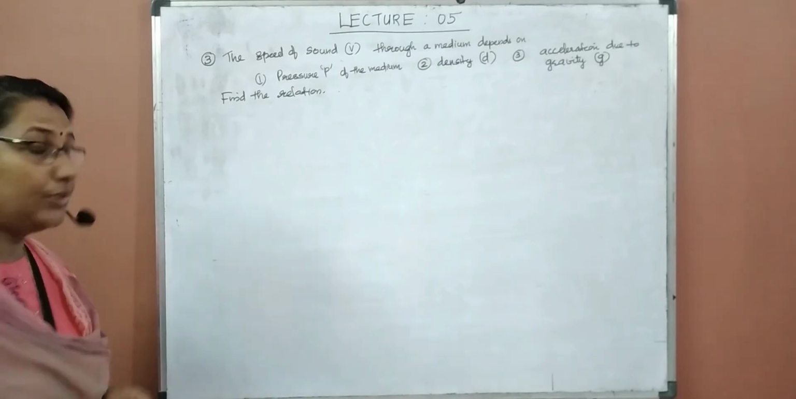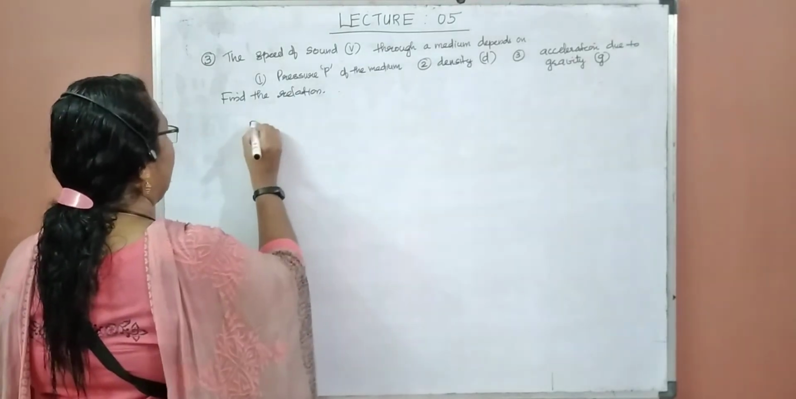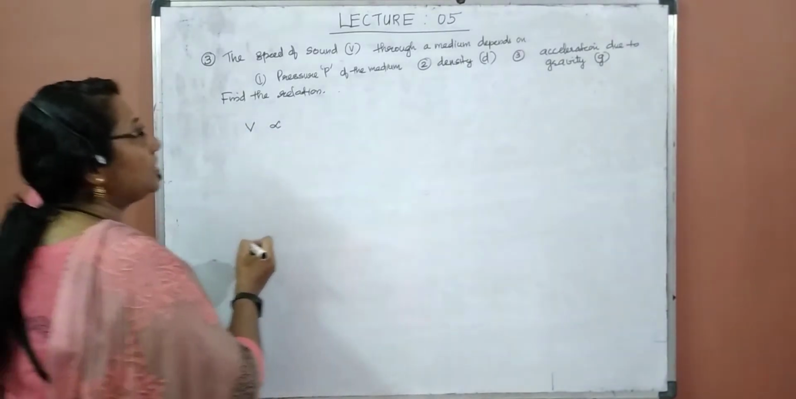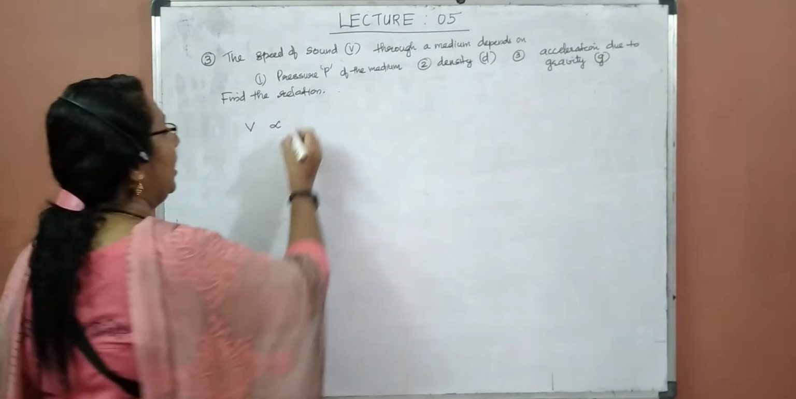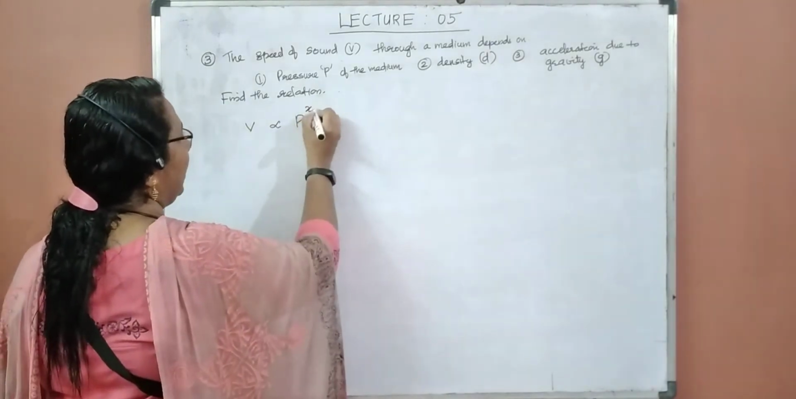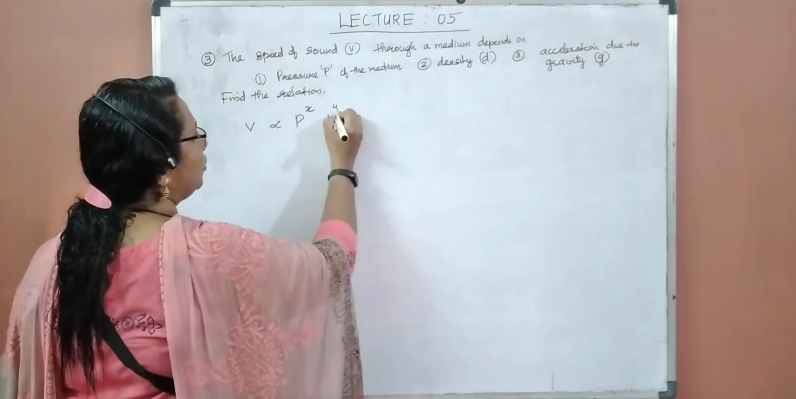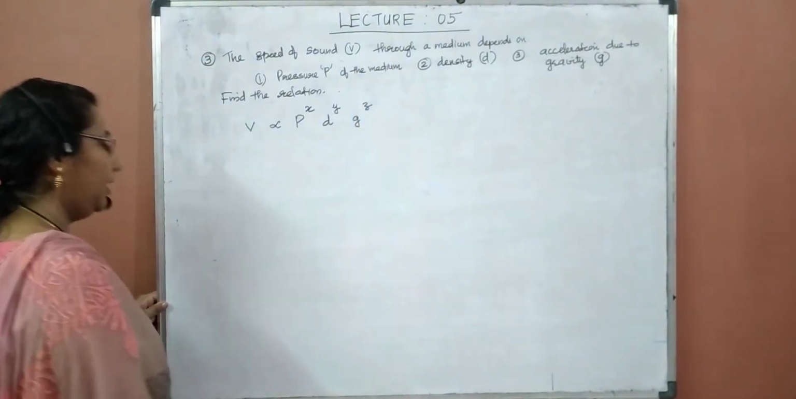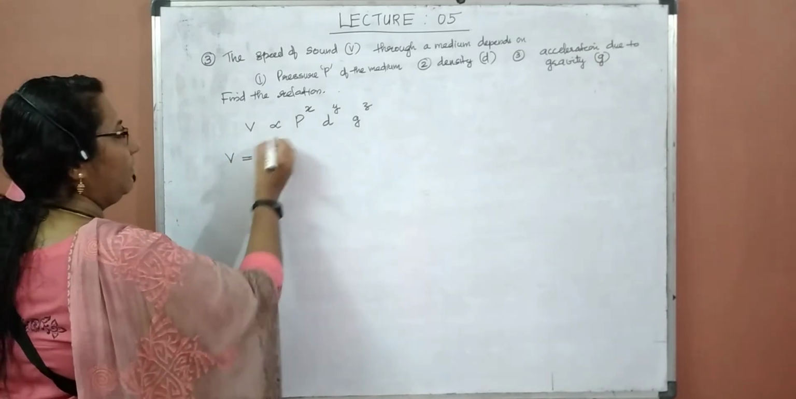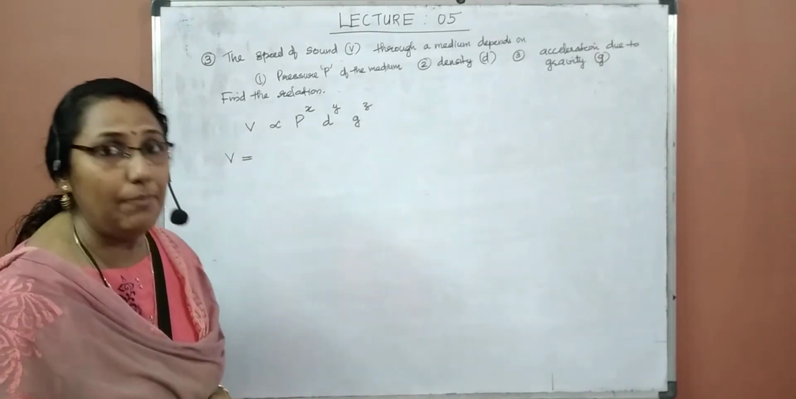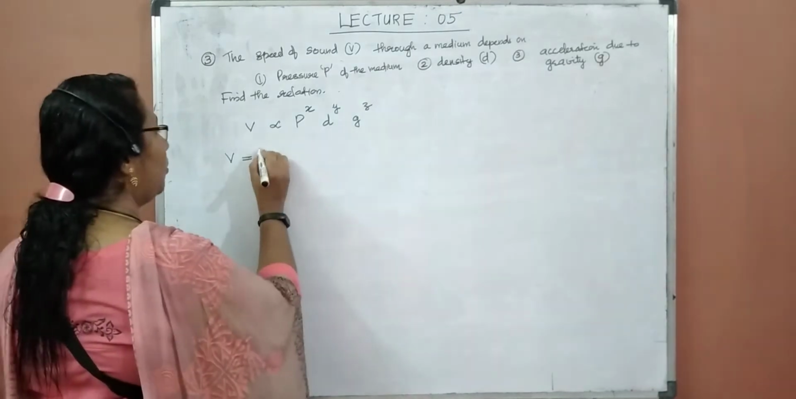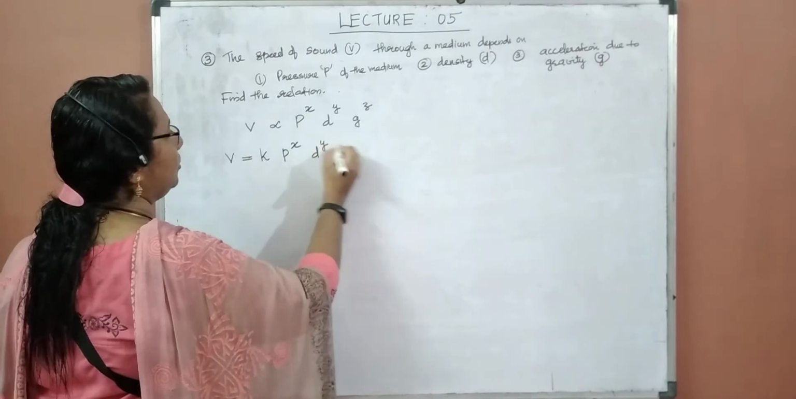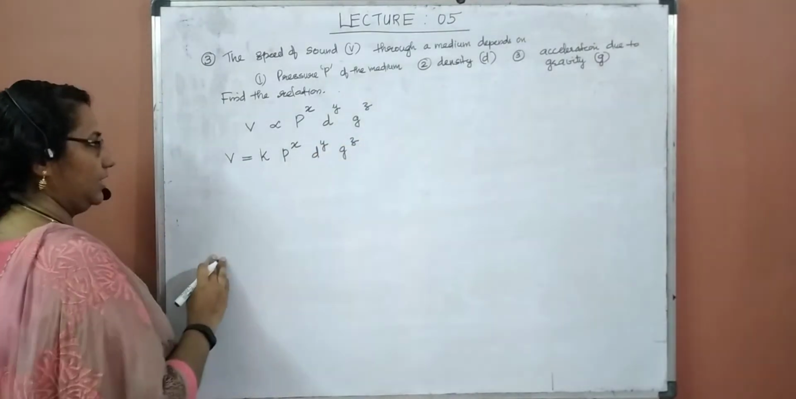Okay, we are going to do it. We will write pressure P. We want the relation of velocity. The velocity of sound, the speed of sound V depends on P raised to x, density d raised to y, and acceleration due to gravity g raised to z. In the next step, we will convert it into an equation. Then only we can apply the principle of homogeneity. So V = k P^x d^y g^z, with k a constant.